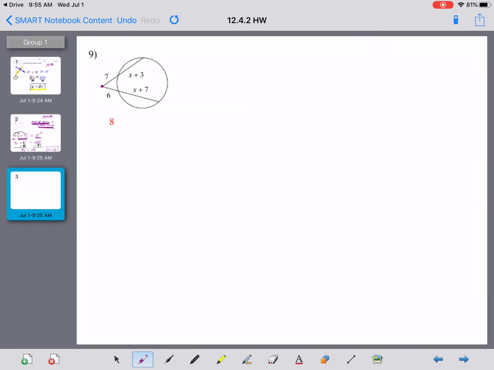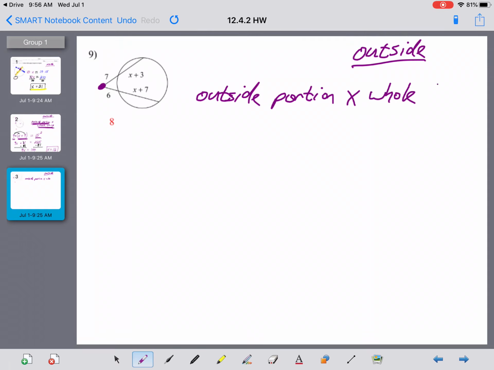The most important thing here to recognize is that the point of intersection between your two lines, just like in number 5, is once again outside of the circle. That means that it's the same concept we just discussed. It's the outside portion of your tangent or secant multiplied by the whole thing. And if you can do that for each one of the two line segments, you're going to get two products that are equal to each other.